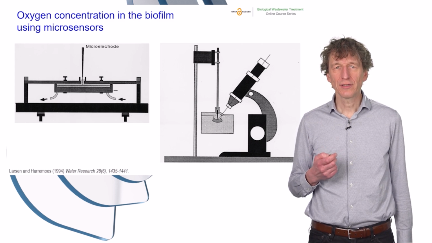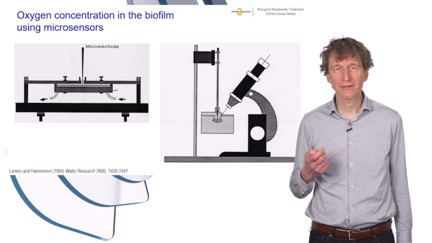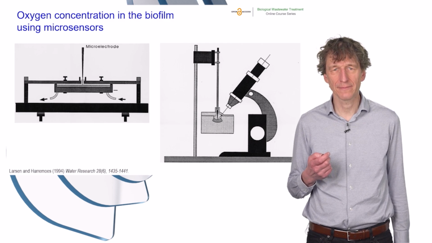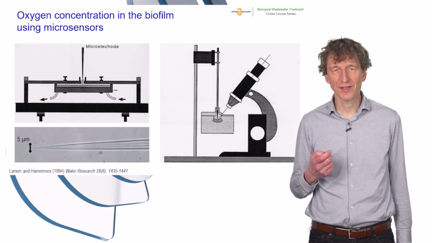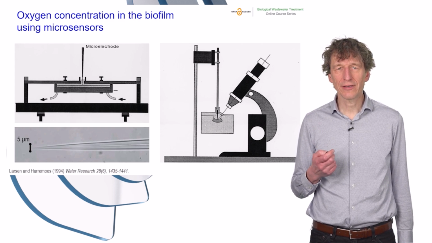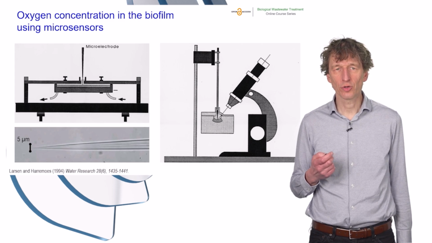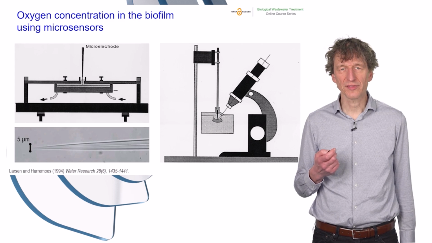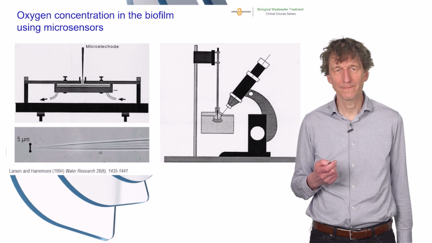For oxygen, it turns out we have microelectrodes that can be used to directly measure oxygen concentrations at different locations within the biofilm. On the lower left, you see the tip of such a delicate sensor that is only a few micrometers in diameter, not much larger than the diameter of a microbial cell. Researchers have grown biofilms in flow chambers and measured oxygen concentration profiles under a microscope.